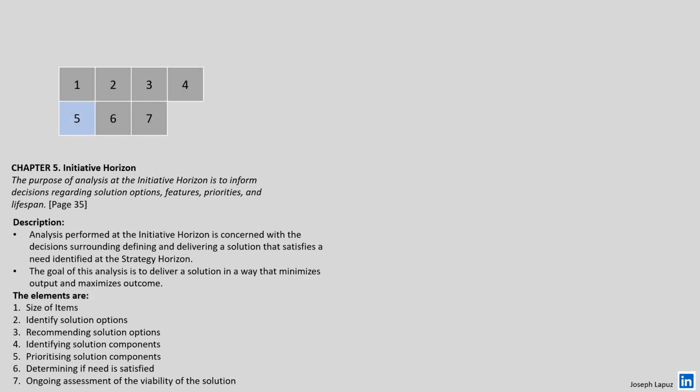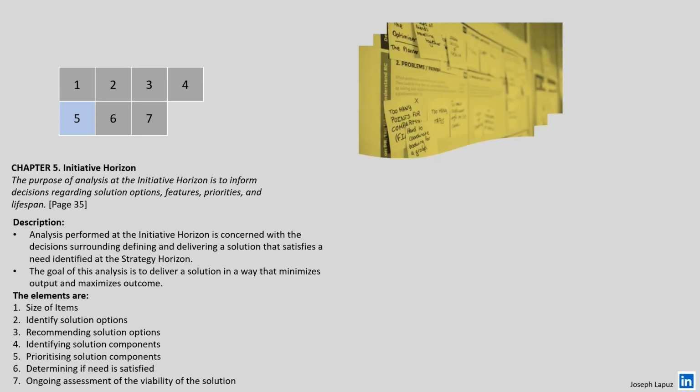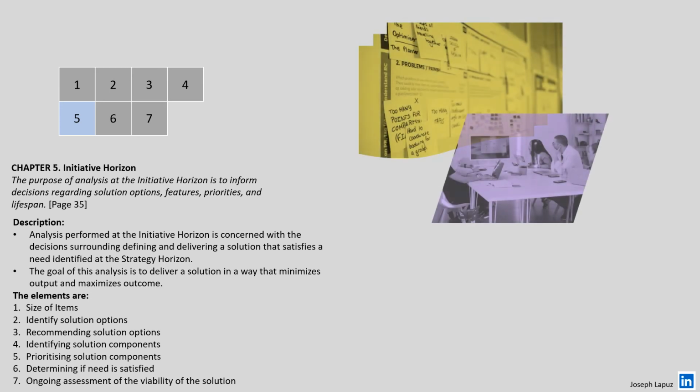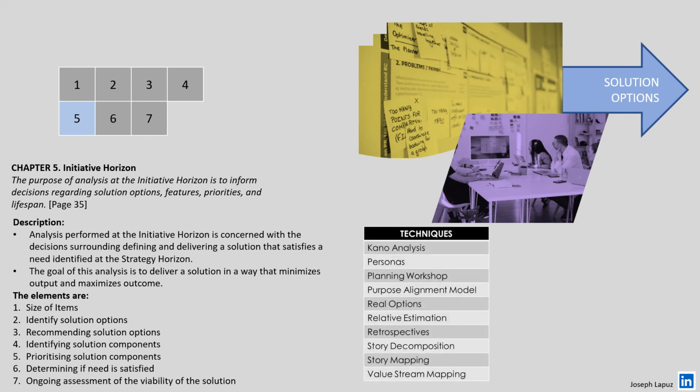Chapter 5. Initiative Horizon. The purpose of analysis at the initiative horizon is to inform decisions regarding solution options, features, priorities, and lifespan. Analysis performed at the initiative horizon is concerned with the decisions surrounding defining and delivering a solution that satisfies a need identified at the strategy horizon. The goal of this analysis is to deliver a solution in a way that minimizes output and maximizes outcome.